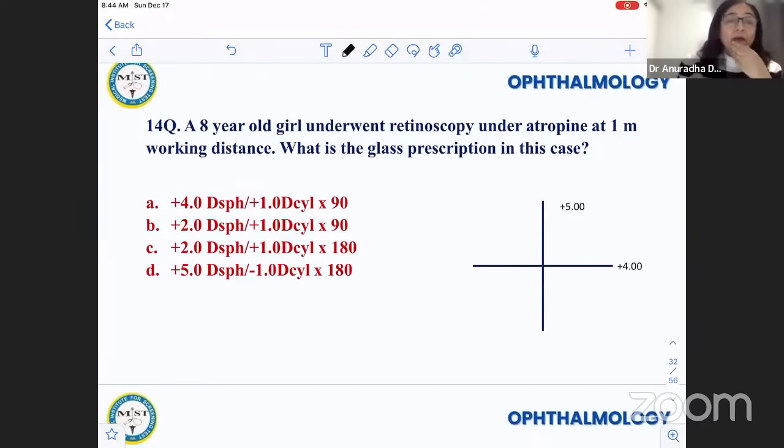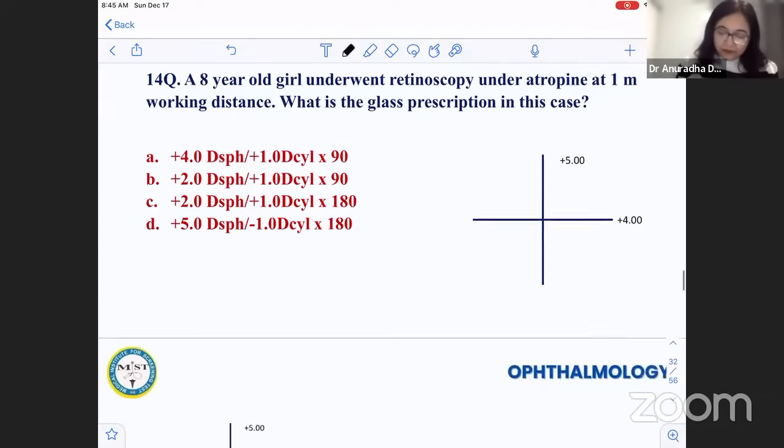An 8-year-old girl underwent retinoscopy under atropine at 1 meter working distance. What is the glass prescription in this case? So in all these questions in which the retinoscopy finding is given and you have to mark the glass prescription, what are the steps? You should first of all note the working distance. You should note whether cycloplegia was used or not, and then we will do that.